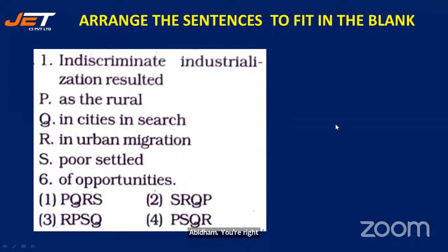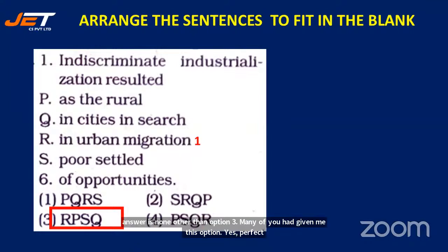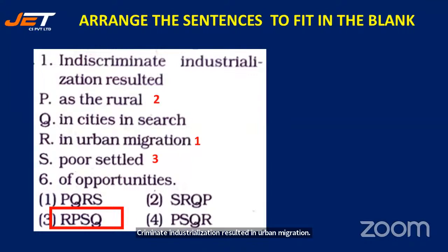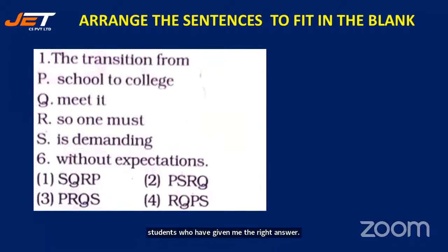Let's see. The answer is none other than option 3. Many of you had given me this option. Yes, perfect. RPSQ, how? Indiscriminate industrialization resulted in urban migration as the rural, poor settled in cities in search of opportunities. All right. Yes. So this is how this question has been framed. Right. So excellent to those students who have given me the right answer. Keep it up. And with the same spirit, let's move on to the next question.